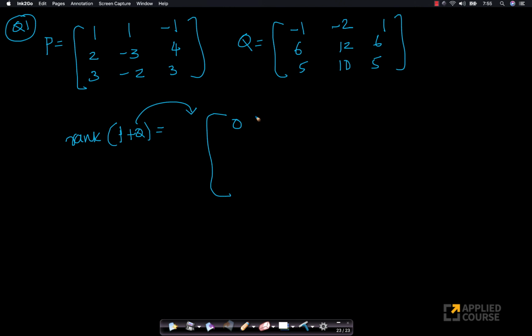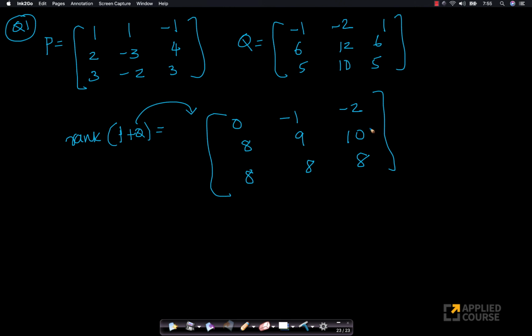Yeah. So now if I add these two matrices, what do I get? Minus 1, minus 2, 8, 9, 8, 9, 10, 8, 8. Okay, this is what I get. Now I want to compute the rank of this matrix. Now how do I do it?